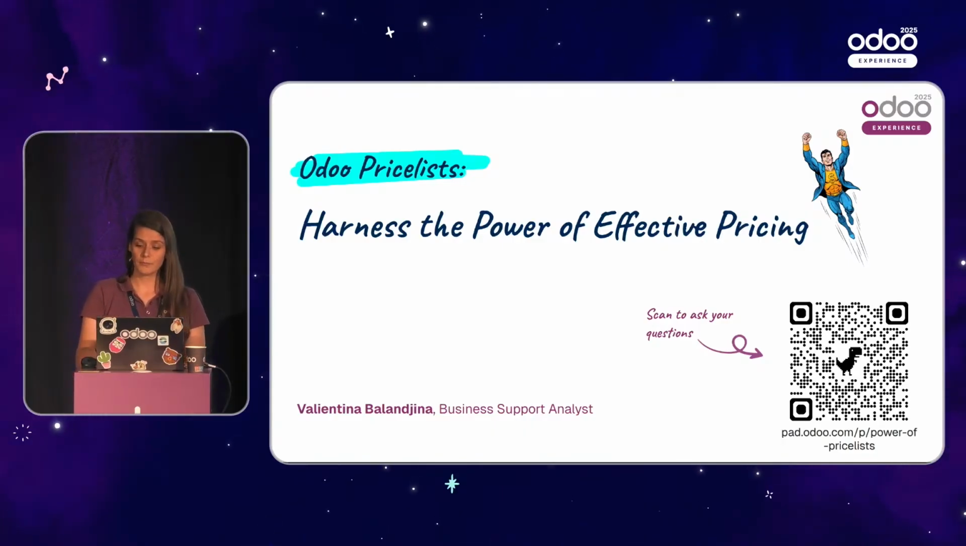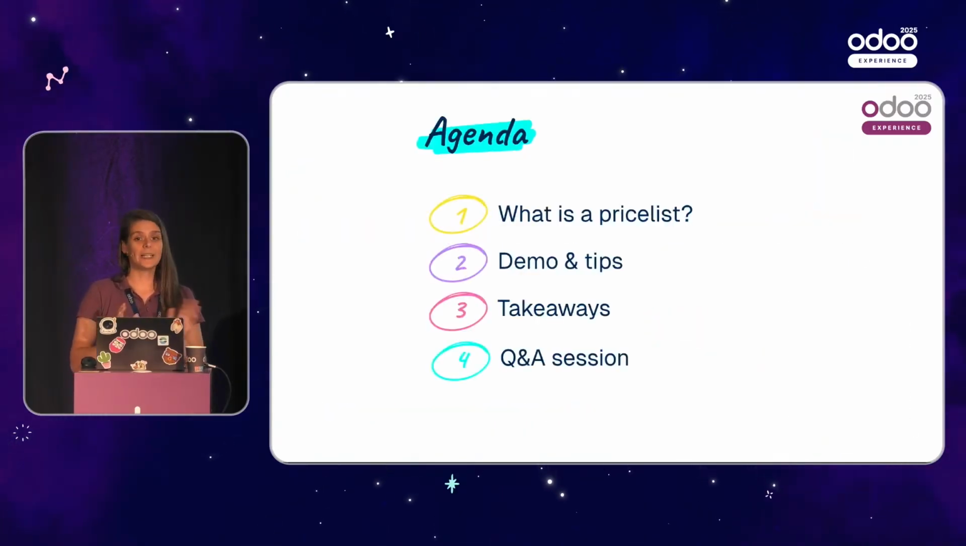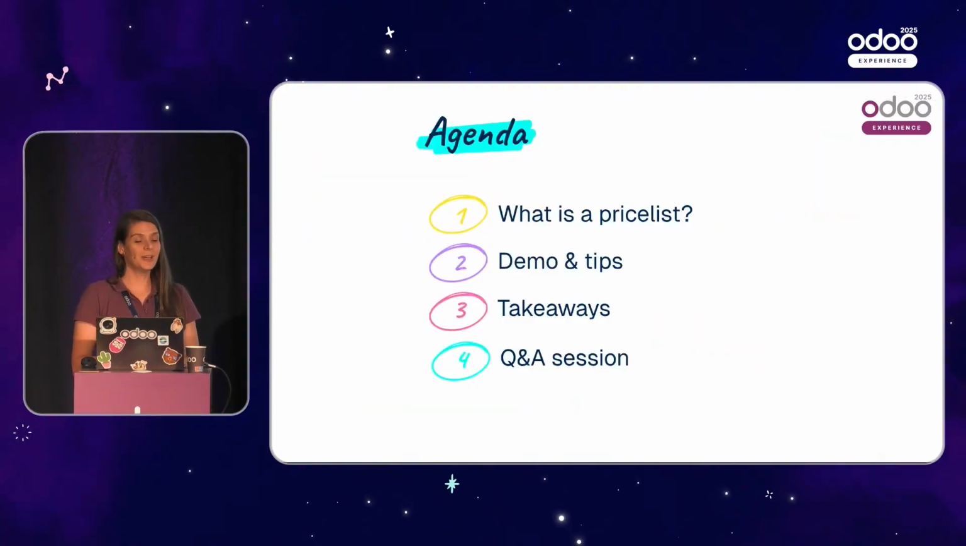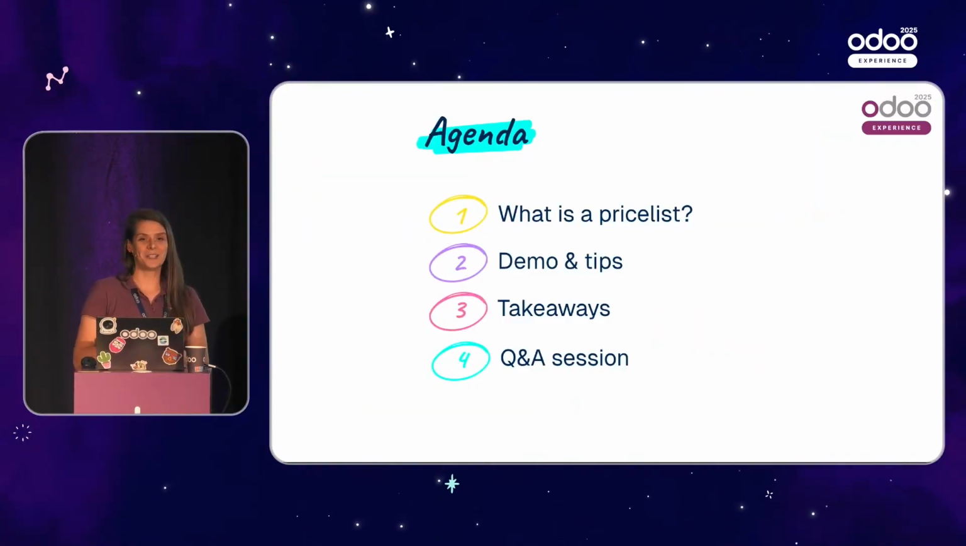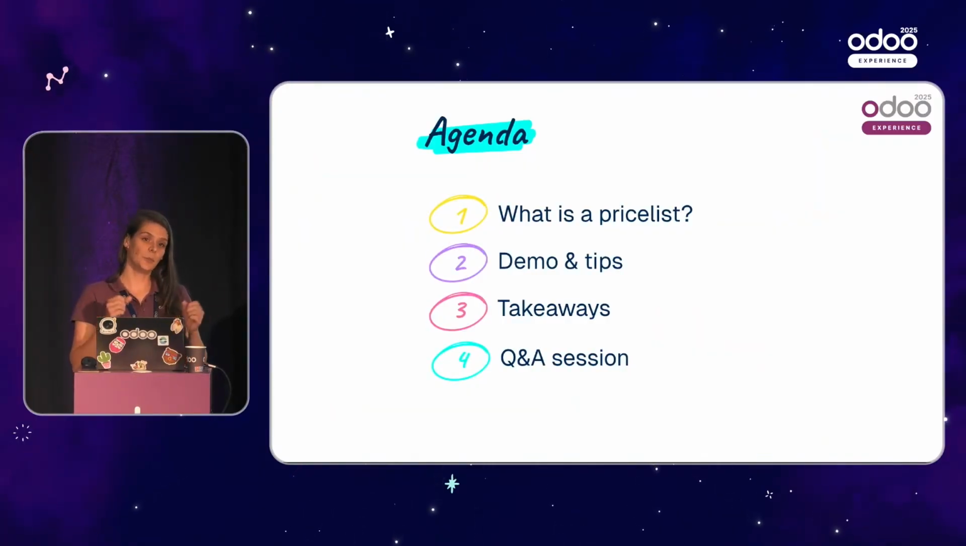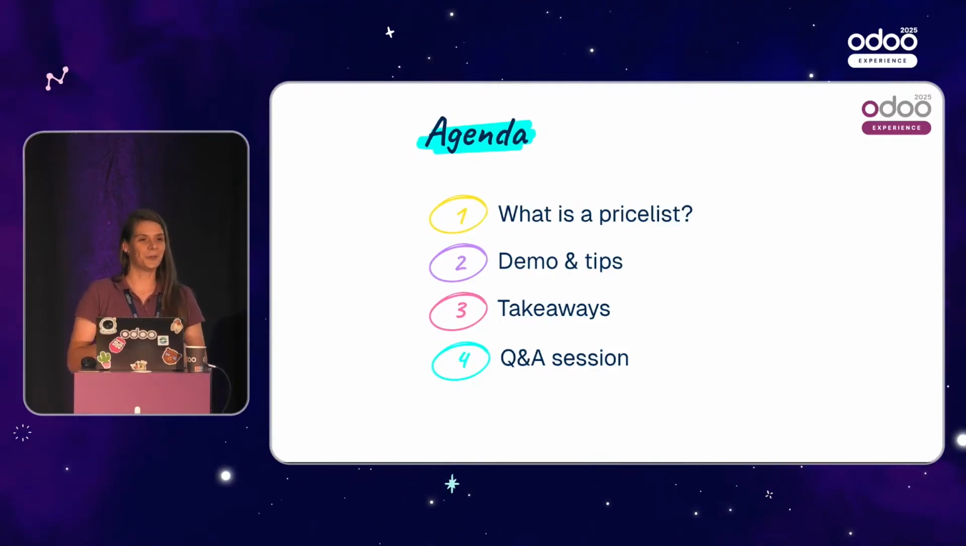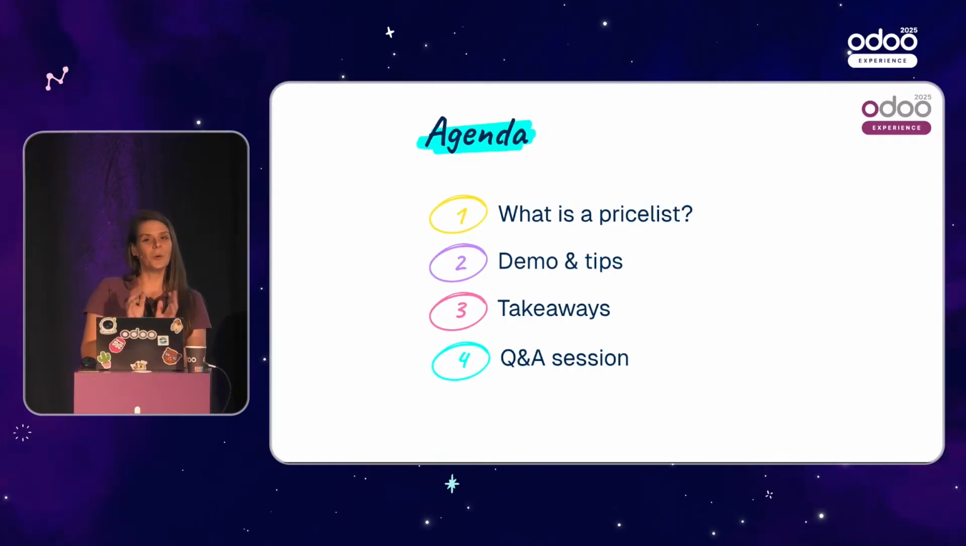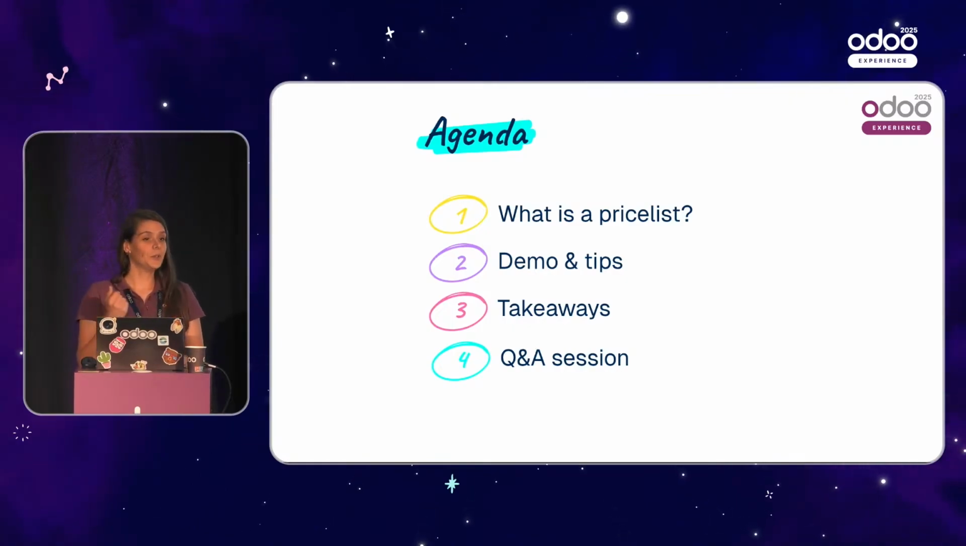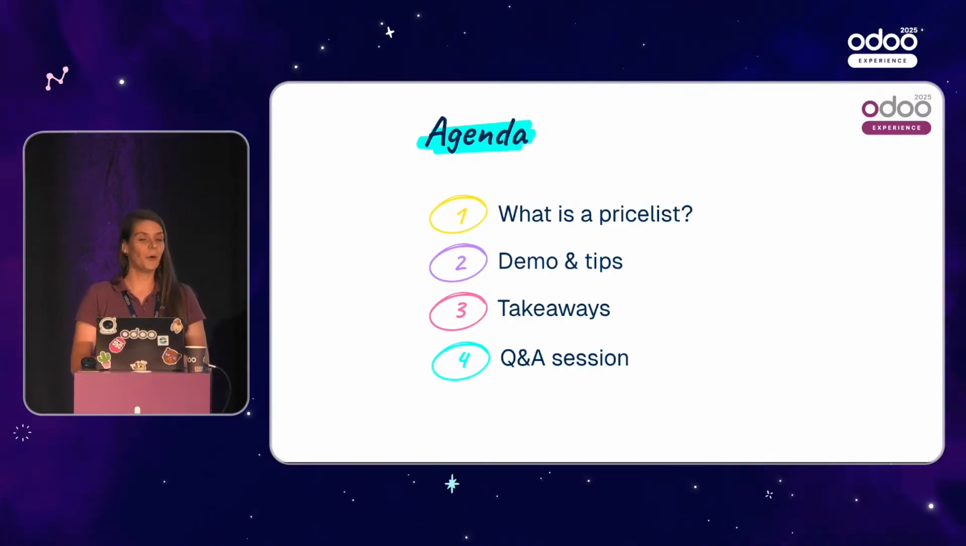This is why today, after we quickly define what is a price list in Odoo, I would like to give you all the tips and tricks that I use in my daily support tasks in order to guide the users in their price management. To do so, I will tell you the story of a little shop that started small and grew big. Afterwards, I will give you all the takeaways that I would like you to bring back home today, and we will finish with the quick Q&A session.